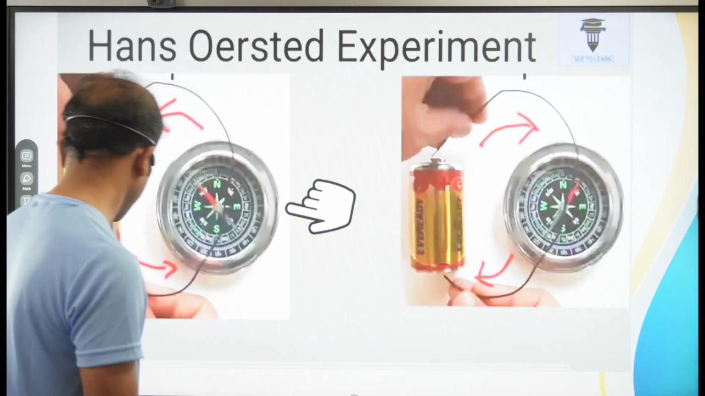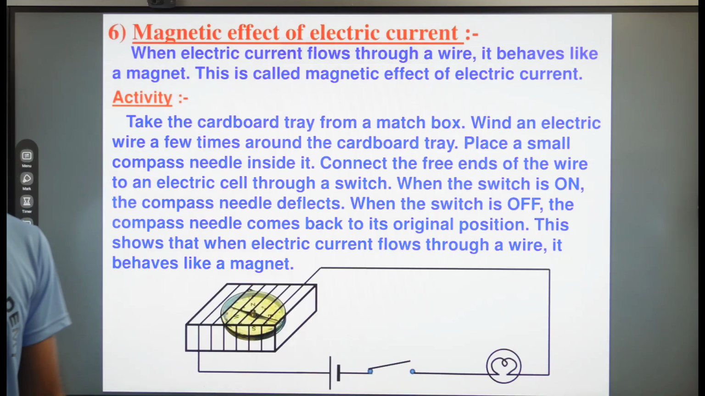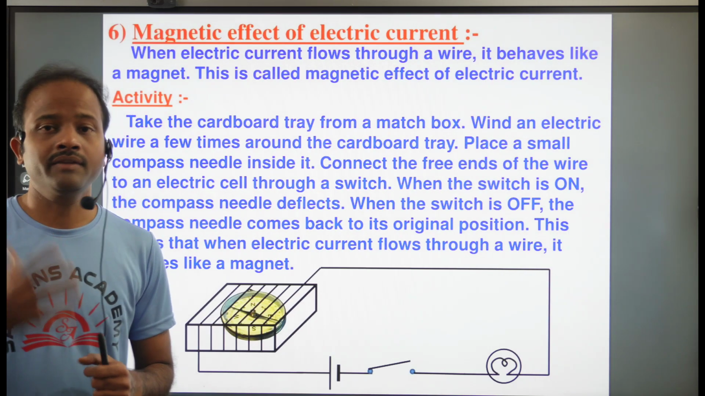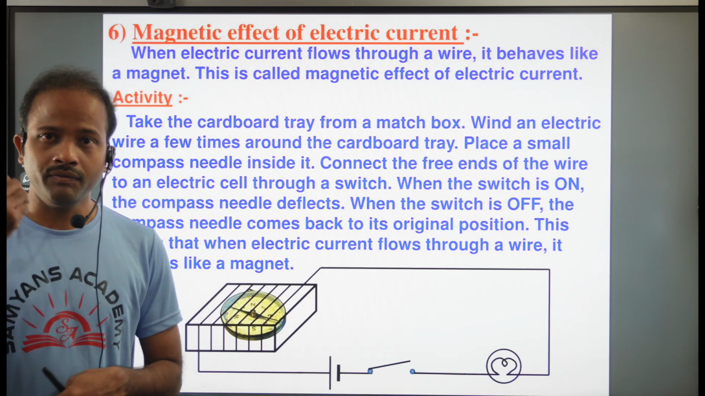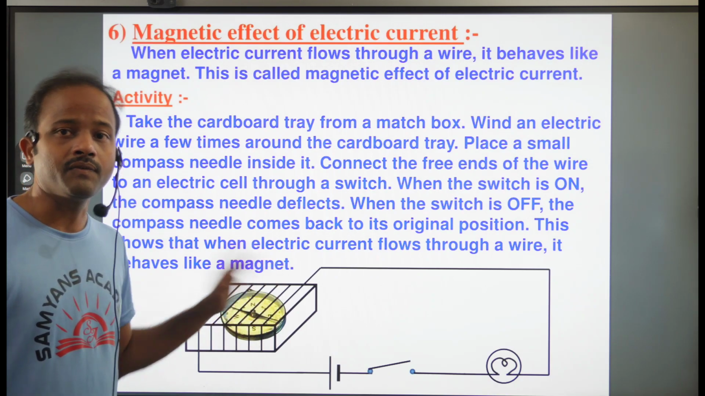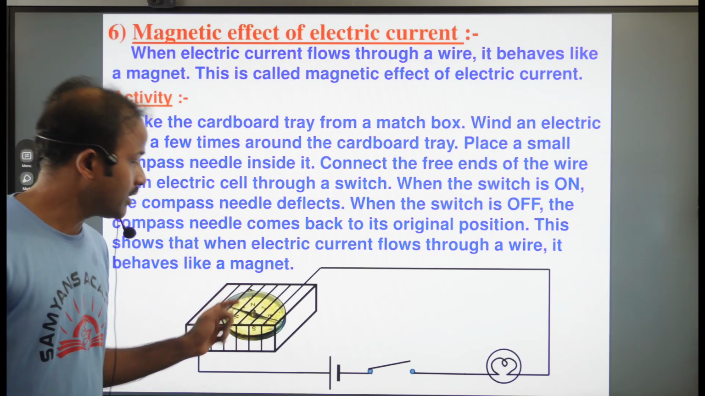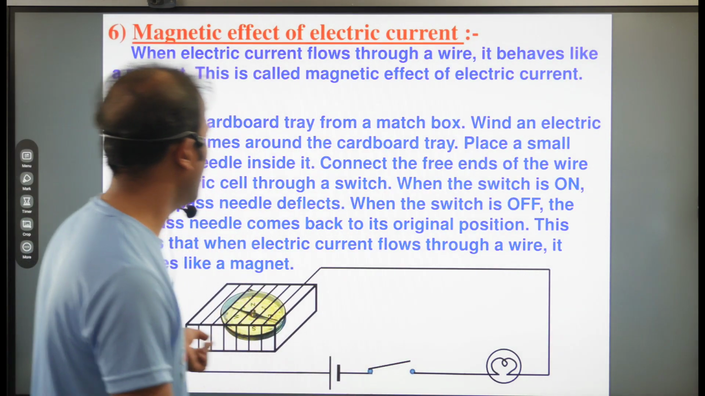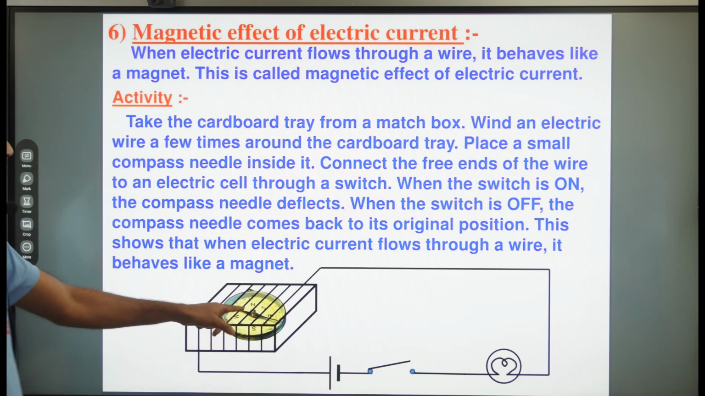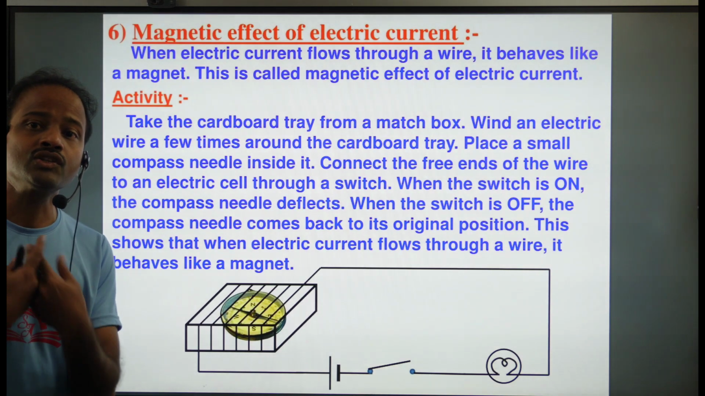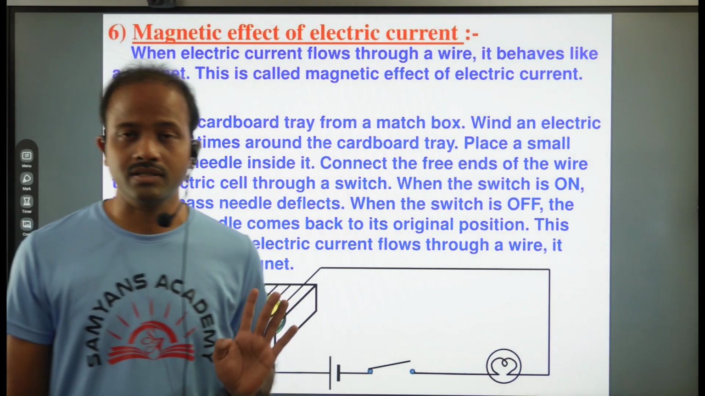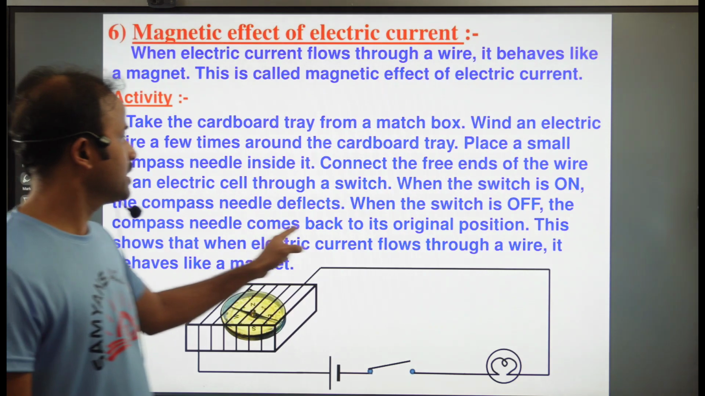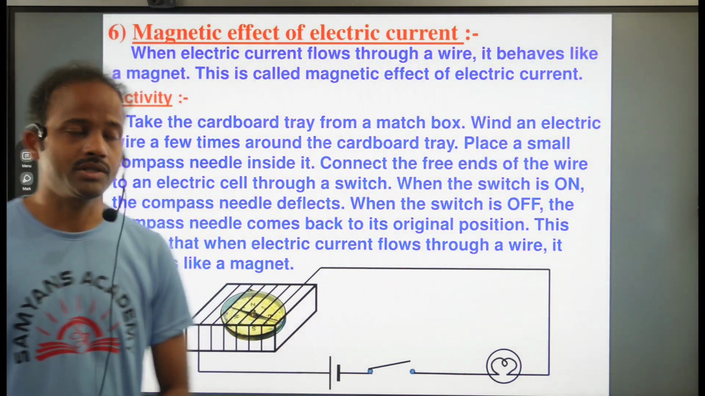Are you getting my point? Whenever electricity is passed through this wire, the wire creates some magnetic field. Because of that magnetic field, the compass gets deflected. Is it clear, everyone? When the switch is on, the compass needle gets deflected. When the switch is off, the compass needle comes back to its original position.